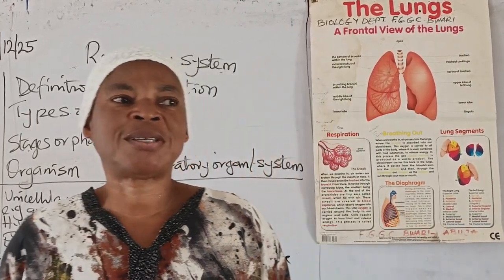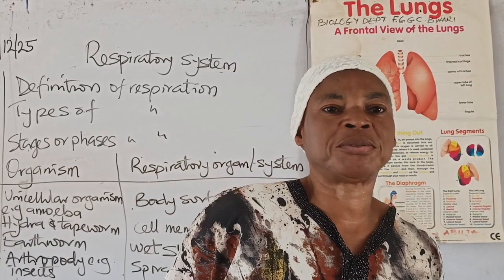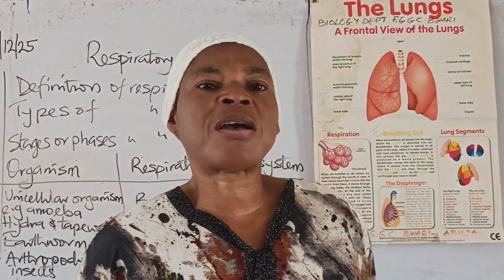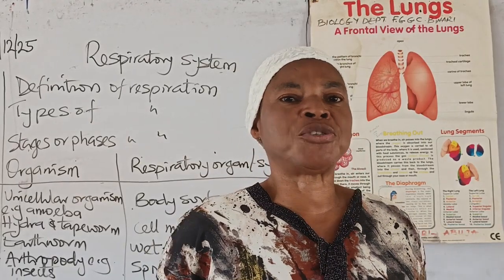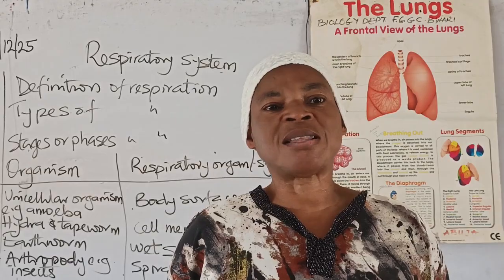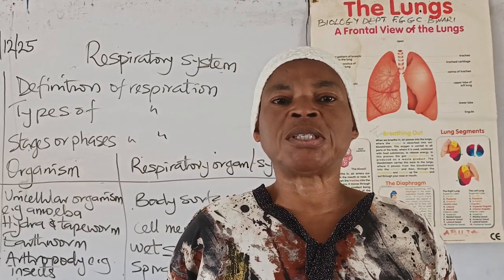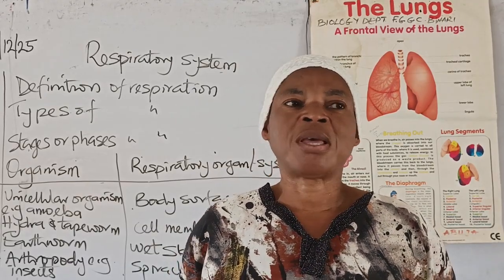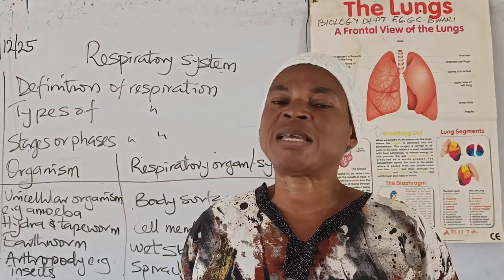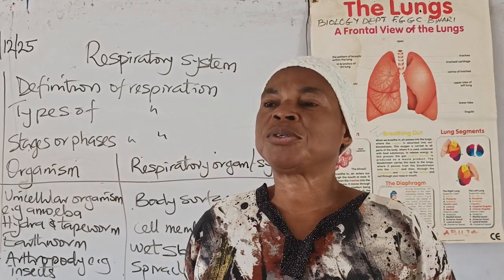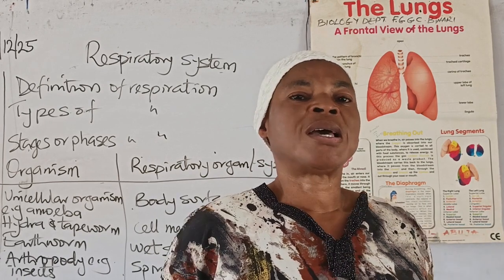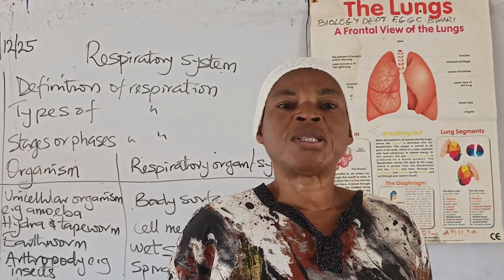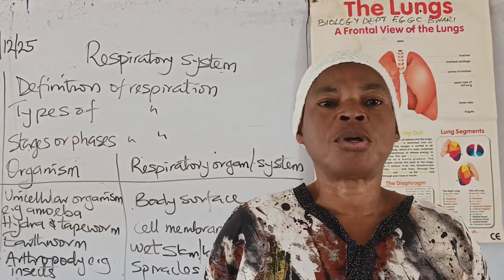SS2 biology, and the topic is respiratory system. Just like you have done respiratory system in your primary school, you have also done it in junior secondary, but this is now senior secondary respiratory system. Just like when you ask anybody in primary school what is respiration, they'll just tell you that you breathe in oxygen and out carbon dioxide. No, this is not the type for your level.